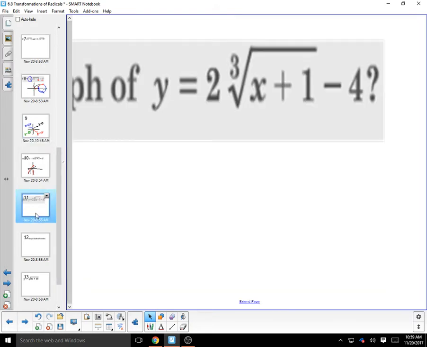So, it's simply that the cube function has been moved to the left 1 unit, down 4 units, and it's been stretched by a factor of 2, right?